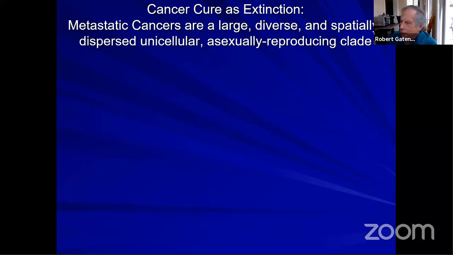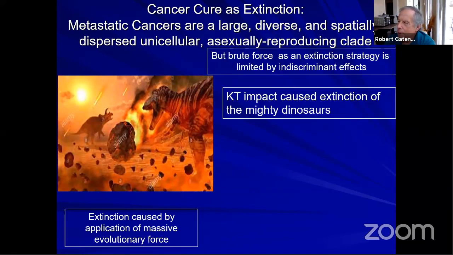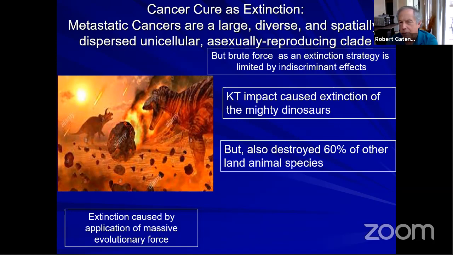So in thinking about this, and this was certainly not new to me, the idea of cancer cure as an extinction is something that's been discussed. And so if metastatic cancers are a clade, a large, diverse, spatially dispersed, and asexually reproducing clade, is it possible? Can we think about extinction? And one of the things that I realized is that when we talk about extinction, we always think about dinosaurs. This idea of causing extinction by the application of massive evolutionary force. But this idea of brute force is limited by its indiscriminate effects. So while the KT impact did make the mighty dinosaur extinct, it also destroyed about 60% of other land animal species.